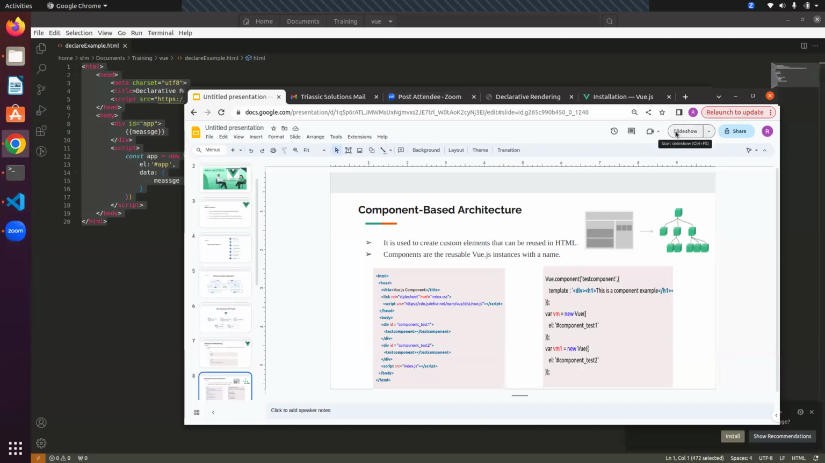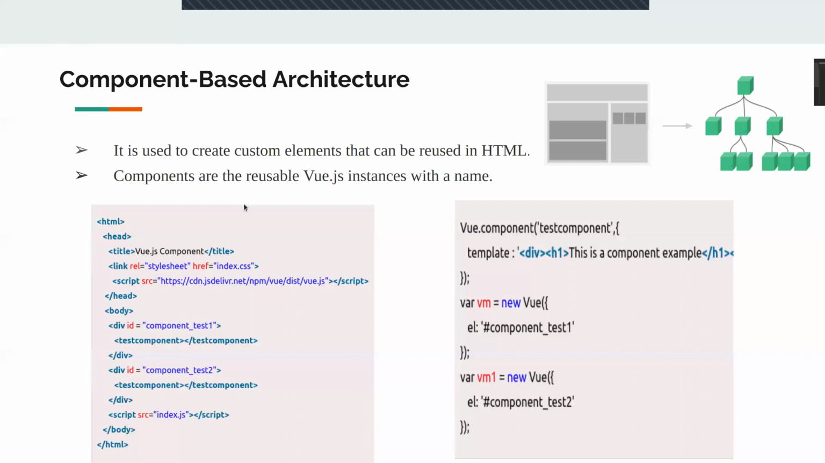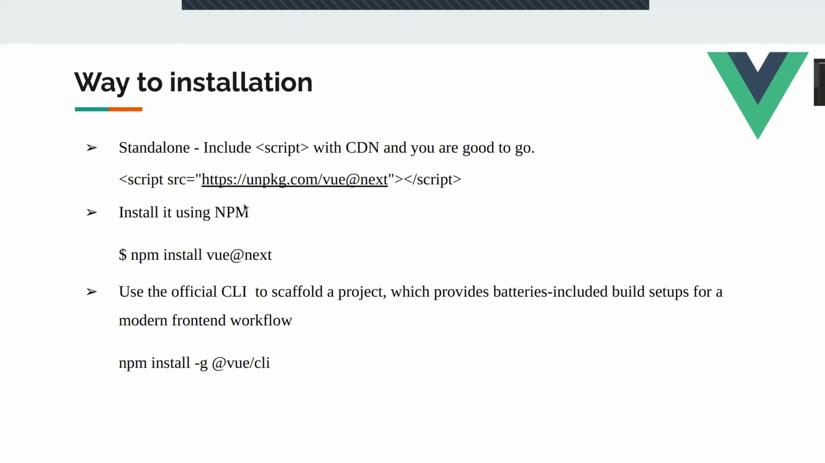I will show a small example of that. Before showing that example, I will tell you the ways of installing Vue.js. There are three ways. First one is standalone, which means we can directly put that script in your program and run Vue.js. Second one, with the use of npm, we can install Vue.js. And third one is CLI. So here I am showing the example with the CLI.